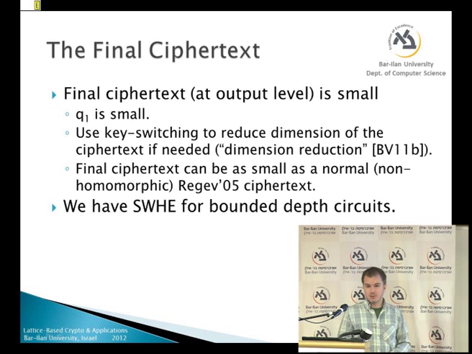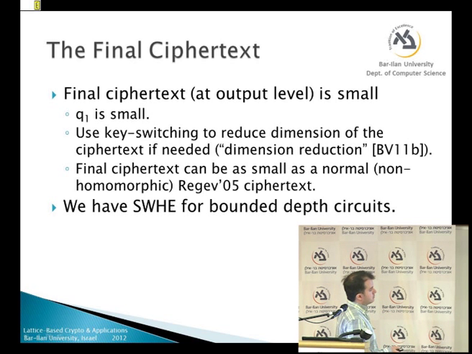So think Chinese remainder theorem. When you add two numbers modulo 15, you're implicitly adding numbers modulo 3 and modulo 5. Okay, so here's an example. This is, again, BV. Suppose you transformed BV a little bit. Initially the plaintext space is mod 2. I'm just going to make the plaintext space be P1 times P2 times P3. That's the only transformation here, where all these primes, P, are small.